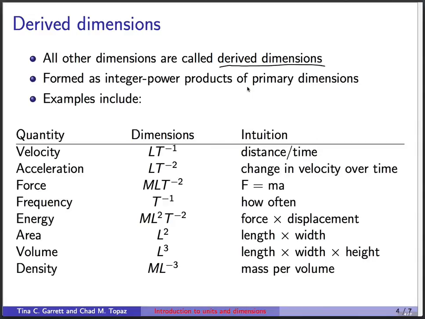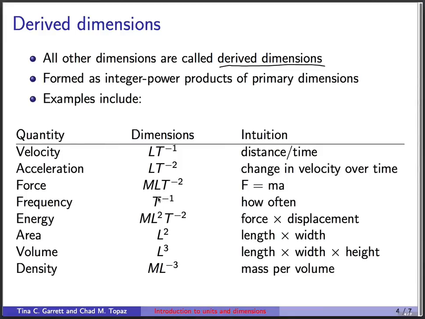So for velocity, the dimensions are LT^-1, because velocity or speed is like a distance per time. That's L divided by T. Acceleration is a change in velocity over time. So that gives us LT^-1 divided by time, which is LT^-2. Force's dimensions are MLT^-2, and that's because force is like a mass times an acceleration. So we take the dimensions of acceleration and multiply them by M.